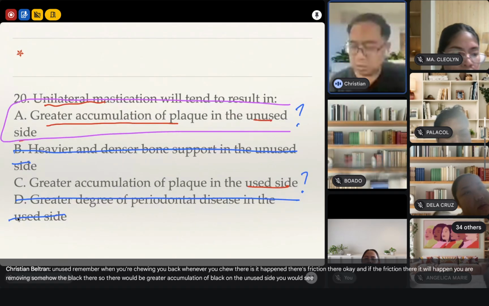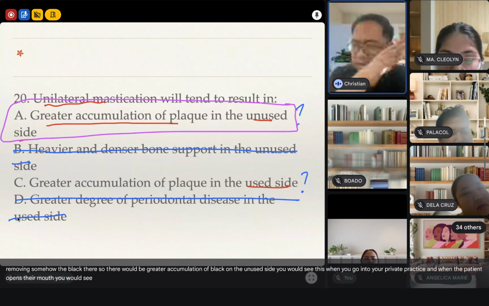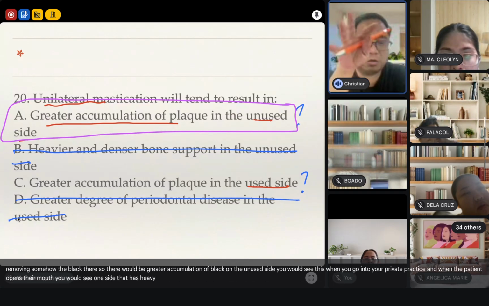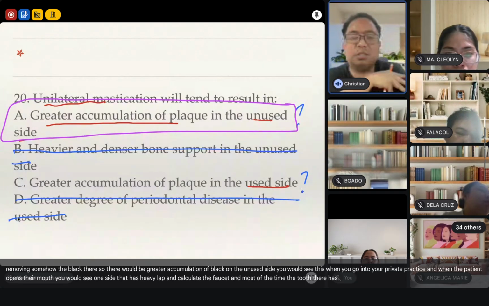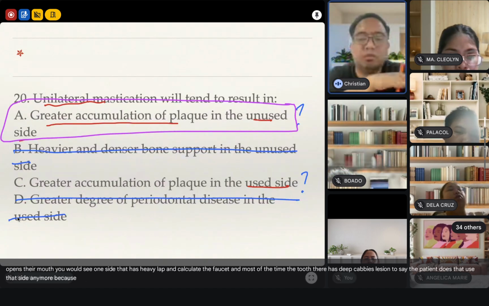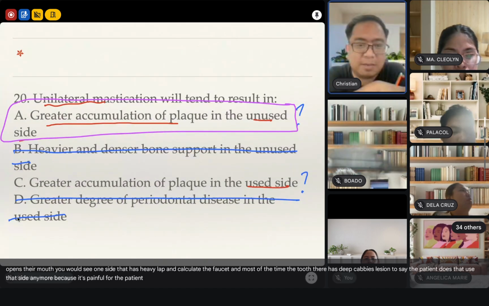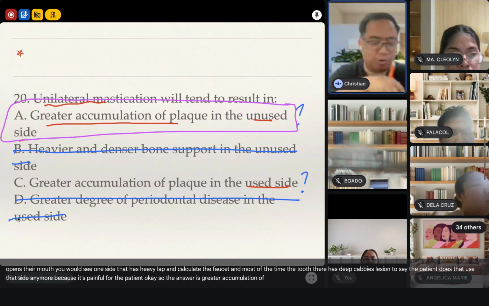You would see this when you go into your private practice, and when the patient opens their mouth, you would see one side that has heavy plaque and calculus deposit, and most of the time, the tooth there has a deep caries lesion. Meaning to say, the patient does not use that side anymore because it's painful for the patient. So the answer is greater accumulation of plaque on the unused side.